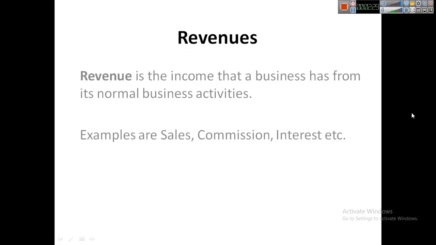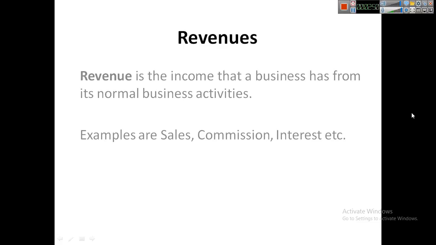The next thing is revenues. Revenue is the income that a business has from its normal business activity. Revenue is the main theme of the business because our business is totally dependent on such revenue. If you earn revenue, then you will get some profit. Otherwise, you will lose the business.